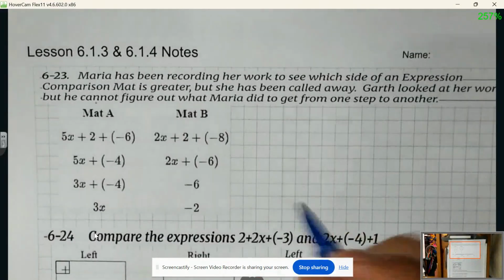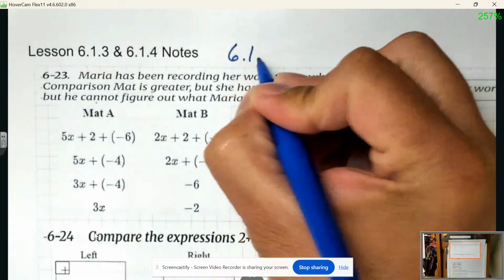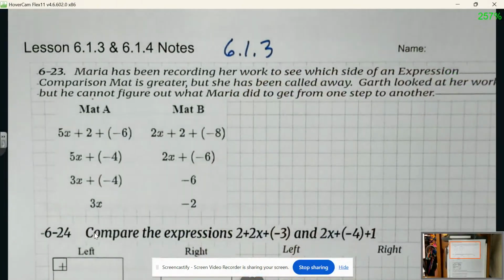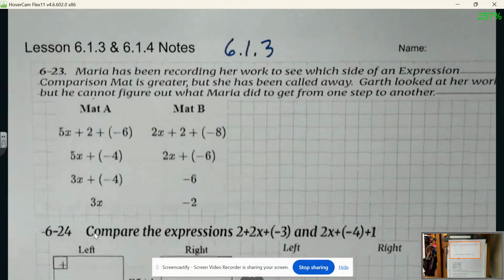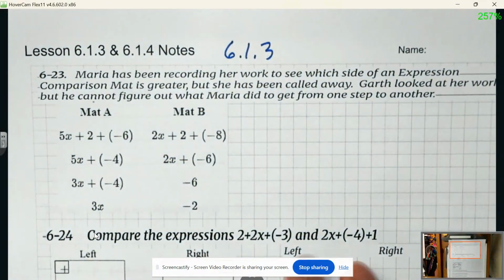All right, this is lesson 613. Today we'll be working with comparison mats, and we'll be stating steps, justifying steps to make sure that they're legal.